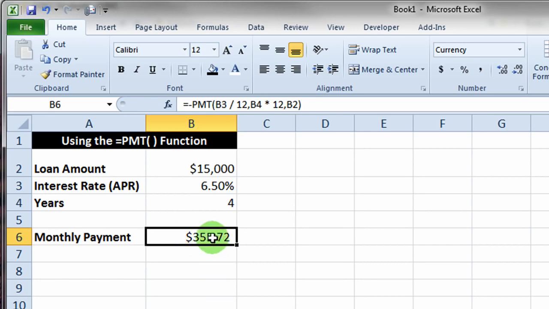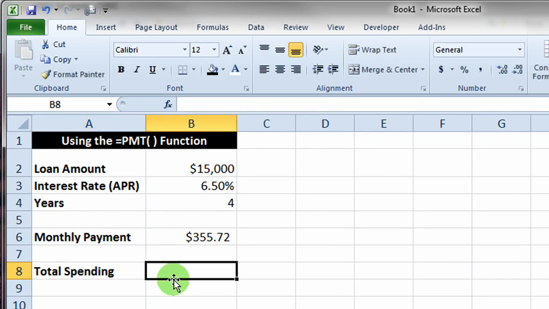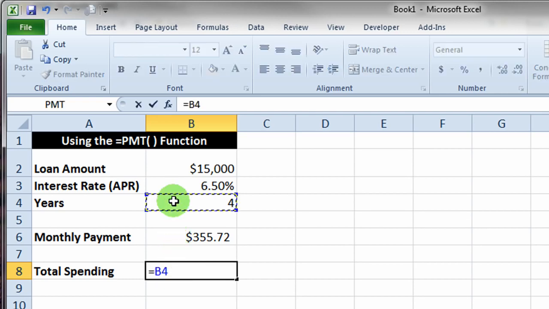So if we want to find out how much interest we're paying, we could actually add on to this situation to find out what the total amount that we're spending is. So let's just go ahead and add a couple things here. So we'll say total spending. And the total spending is, of course, going to be the number of payments times our payment amount. So we'll just put a formula here that says equals the 4 years, and then we make a payment every month, so that's times 12, and then times the monthly payment amount.